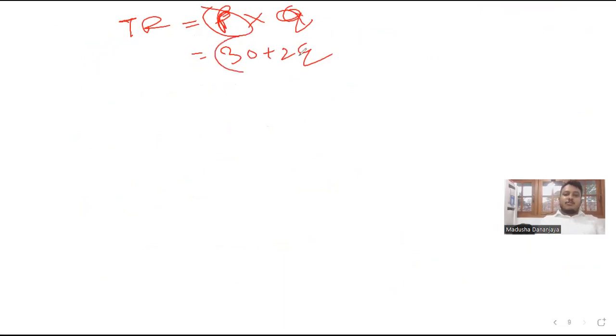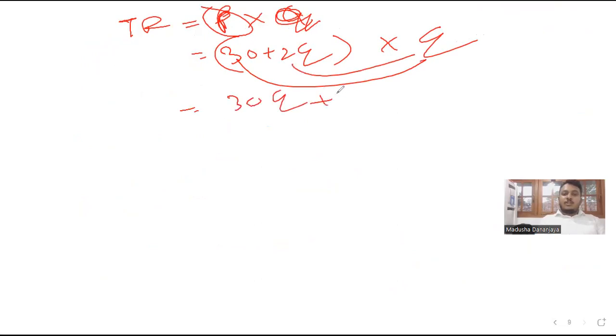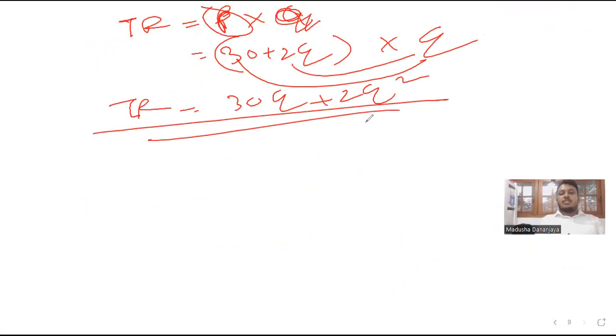Right. Now multiply it by this Q, which is already there. 30 into Q is 30Q. 2Q into Q is 2Q squared. So this is the revenue function. TR equals 30Q plus 2Q squared. That is the revenue function. Next function is TC, the total cost function.